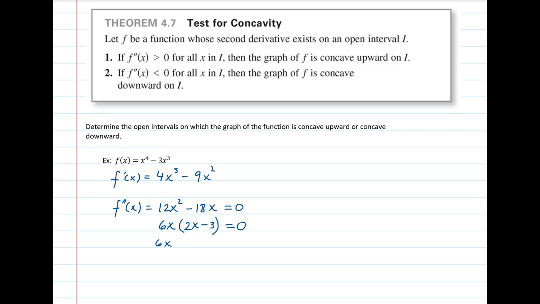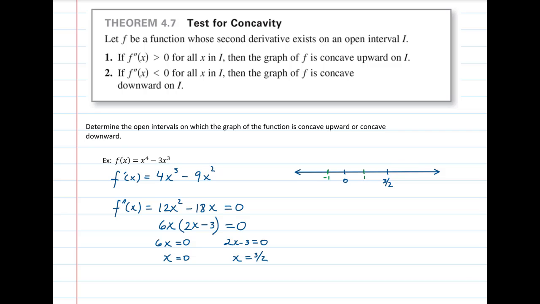We factor it, set each factor equal to 0, and we get that 6x is equal to 0 and 2x minus 3 is equal to 0. From there we get x equal to 0 and x equal to 3/2. So these numbers are going to split the number line. It's sort of similar to what we did on testing whether a function was increasing or decreasing with the first derivative in the previous section, but now we're doing it on the second derivative, and the second derivative is going to determine concavity here.